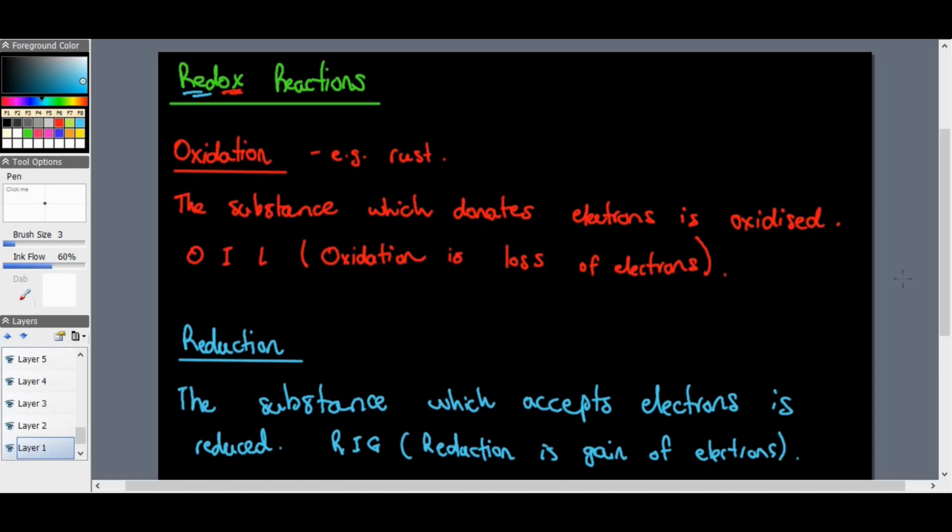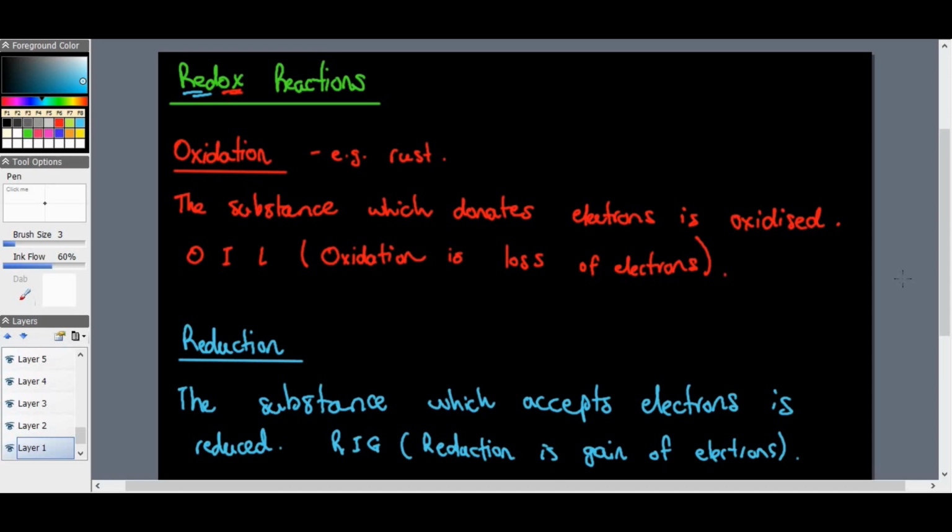We looked at that. Now in redox reactions, we are looking at the transfer of electrons. Protons are positive whilst electrons are negative, so they are two oppositely charged particles. So with redox, oxidation or reduction, we are monitoring the transfer, which substance is losing electrons and which substance is gaining the electrons. So we're watching two things here.